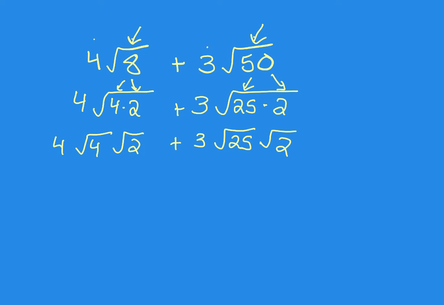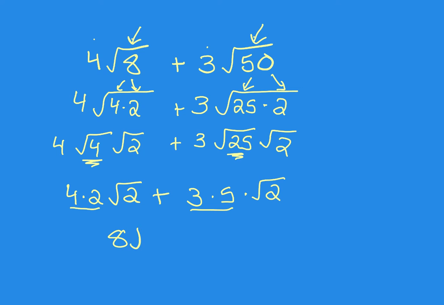And then if I break that up, I've got 4 times the square root of 4 times the square root of 2. Well, the square root of 4 is 2, so 4 times 2 square root of 2, plus, okay, I've got 3, the square root of 25 is 5, and then square root of 2. Now let's see, I can multiply here and here. So 8 square roots of 2 plus 15 square roots of 2. Now I've got the common radical, so I can add 8 plus 15 is 23 square roots of 2.